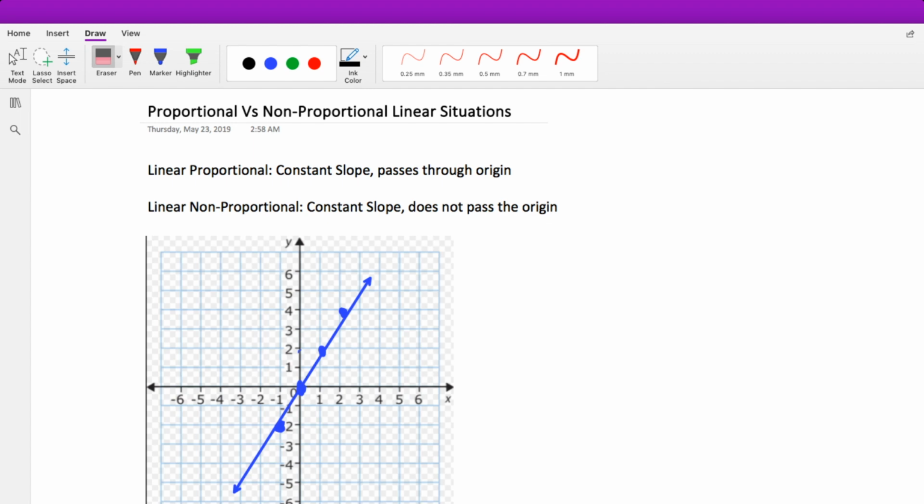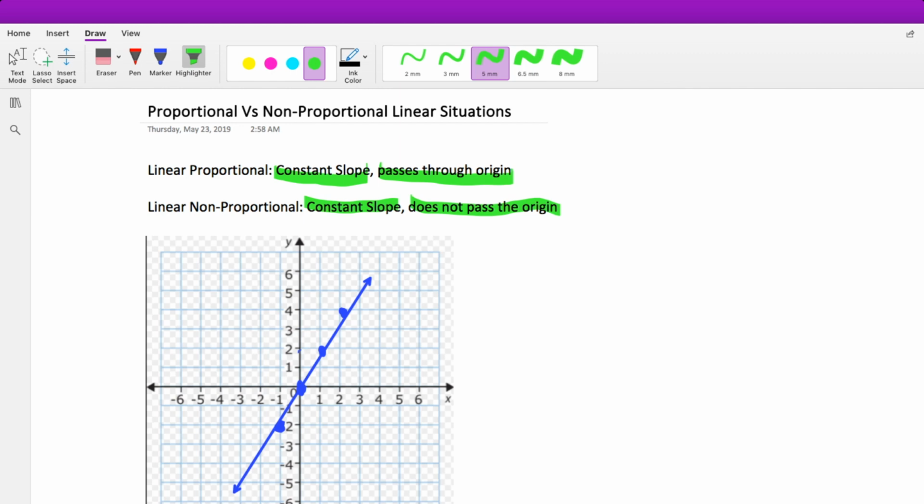Okay, so in a linear proportional situation, we have a constant slope, and the straight line needs to pass through the origin. So here we see constant slope, and it passes through the origin. If it's linear non-proportional, we need a constant slope, and then it does not pass through the origin.